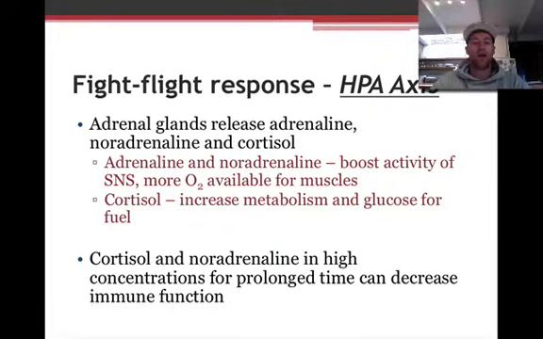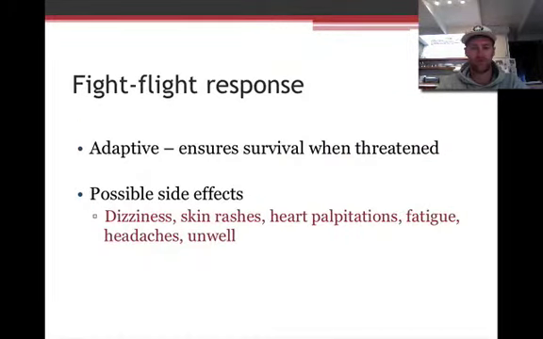Okay? The other thing we need to know is cortisol and noradrenaline in high concentrations for prolonged time can decrease immune function. It can make you sick. If you have these systems on for too long, you get sick, you get tired, your body starts to attack itself. All right? The fight-flight response is adaptive and it ensures survival when threatened. And the side effects are dizziness, skin rashes, heart palpitations, fatigue, headaches, and feeling unwell. That's if you have noradrenaline and cortisol in your system for too long.